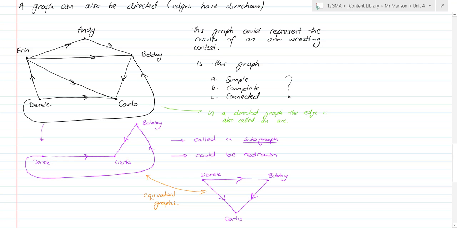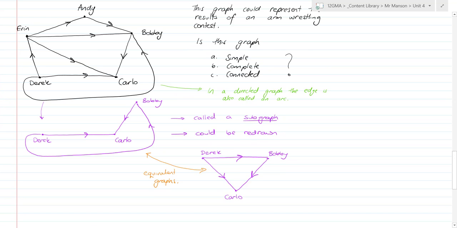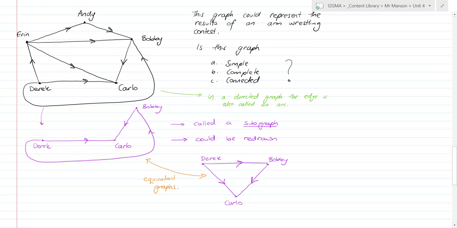And I think lastly, yes, it is lastly. If you take out a little bit here, which we talked about a bit earlier, we get a cycle, but in a directed graph, this is not really a cycle anymore because you can't go in any one direction around it because you're going against the direction. But it is called a subgraph. And so it could be taken out and redrawn, and we could redraw that as an equivalent subgraph. This is exactly the same as that.